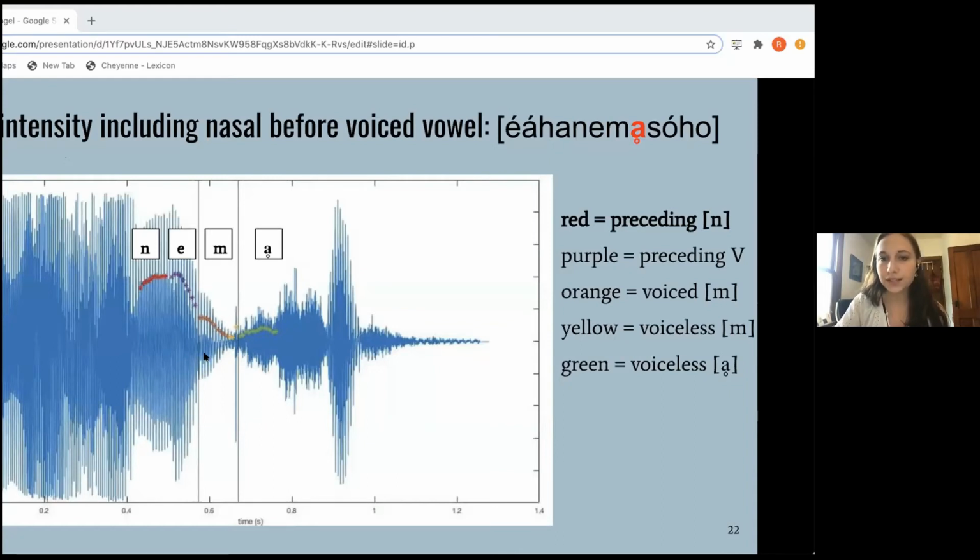And this indicates that the low intensity closer to the voiceless vowel, that is in the orange and yellow region, is not simply low due to properties of the nasal stop articulation itself. Otherwise, we would expect to see low RMS intensity also during the N onset before the voiced A vowel. So this means that we can interpret the low intensity as an effect of a transition in voicing.